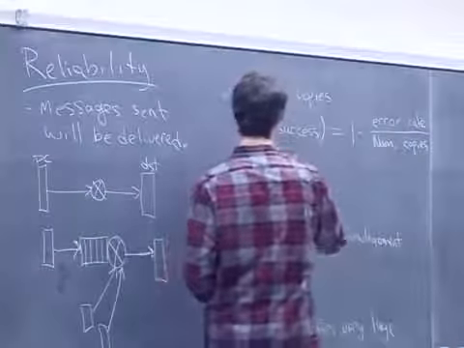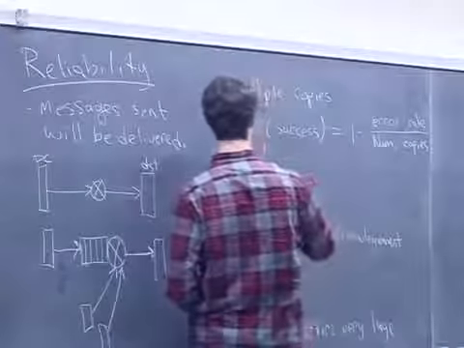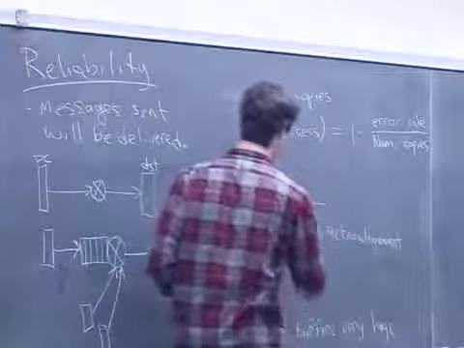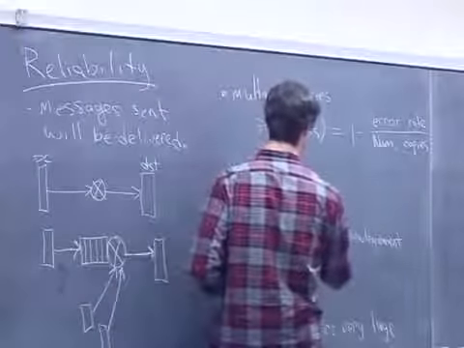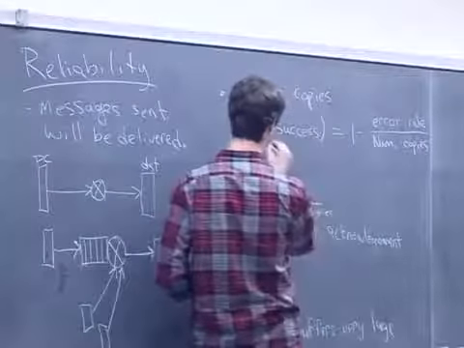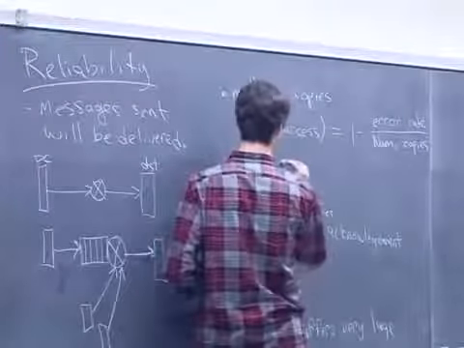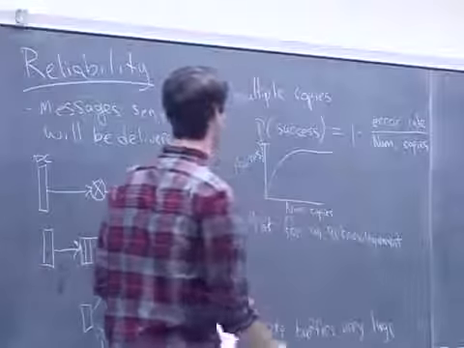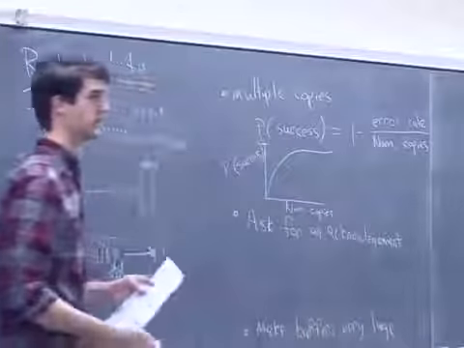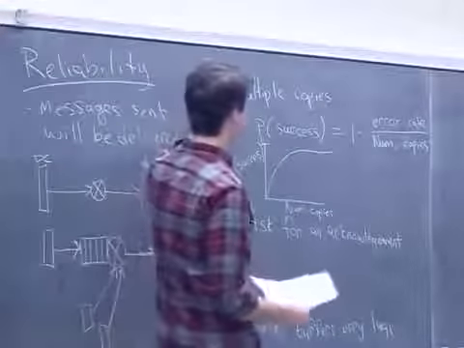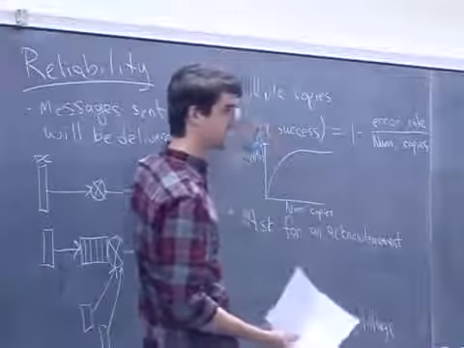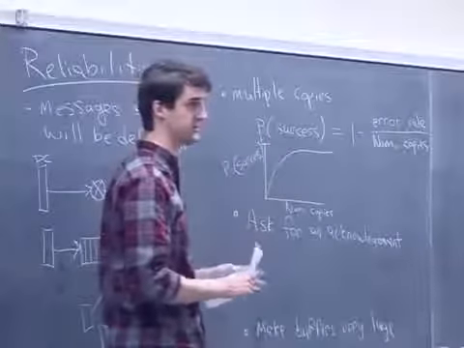So this means that if we were to plot this, we have success. This is the probability of success over here. This is the number of copies, and this is 1. Then this chart looks something like this, where in the limit we approach 1, but we never actually reach it. So with this method, we can be probabilistically ensured of delivery, but we can't actually 100% guarantee it, right?